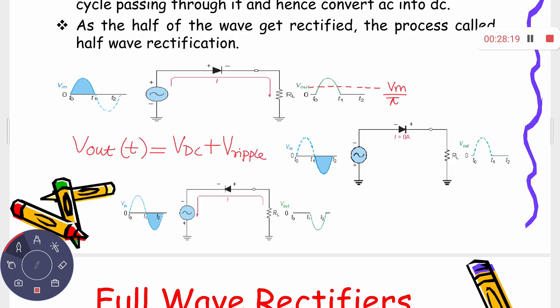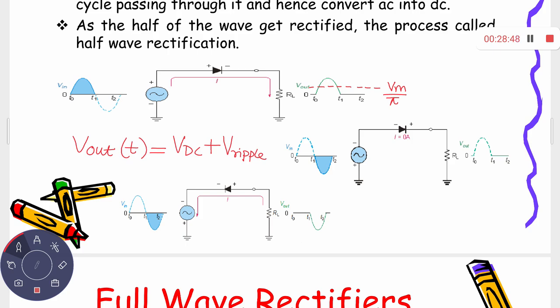Above that one. Now, this ripple value can be greater than 0 or less than 0. Obviously, in the negative half cycle, this ripple is less than 0. And in the positive half cycle, when your V out is greater than Vm by pi, then it is positive, otherwise it is negative. So this ripple value is that fluctuation.